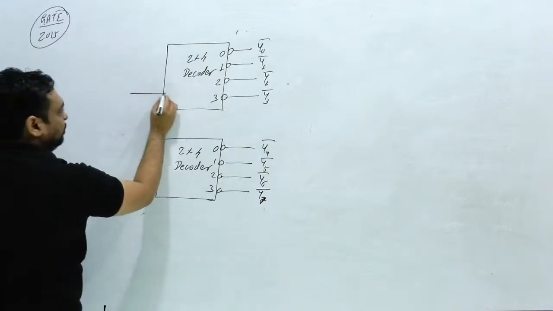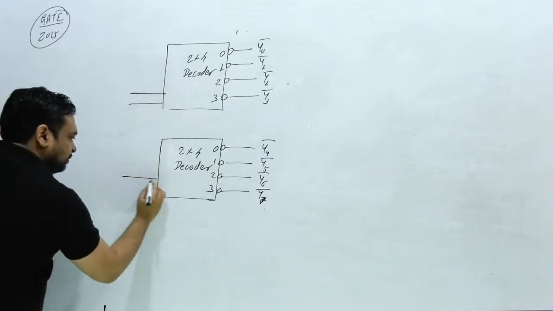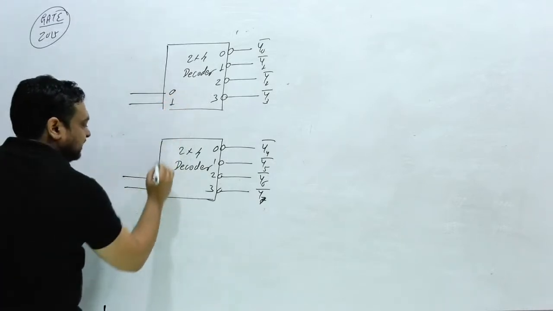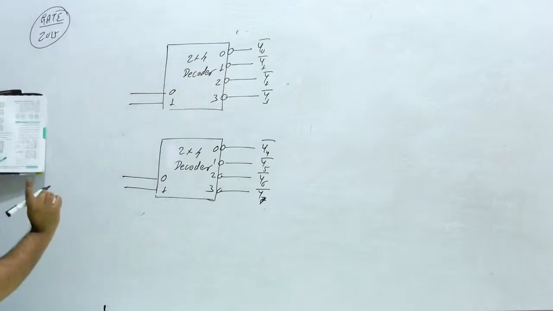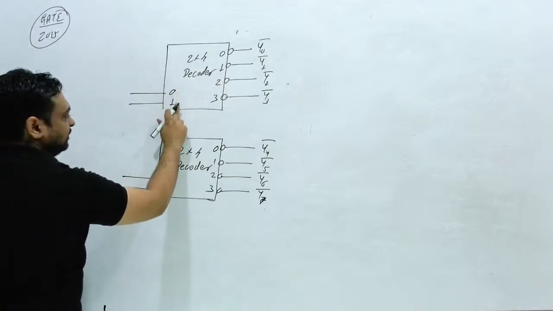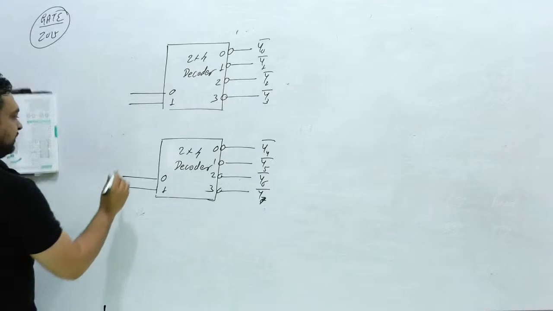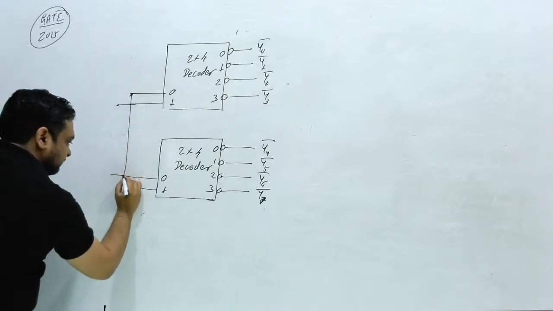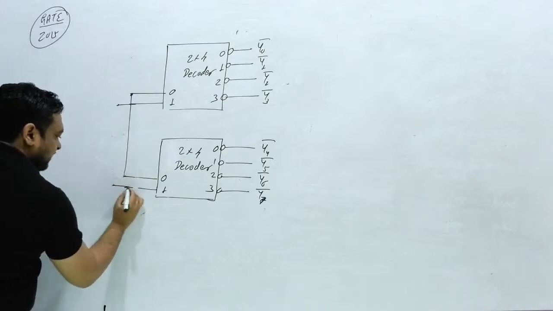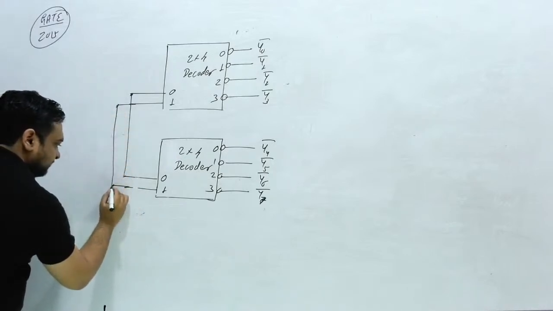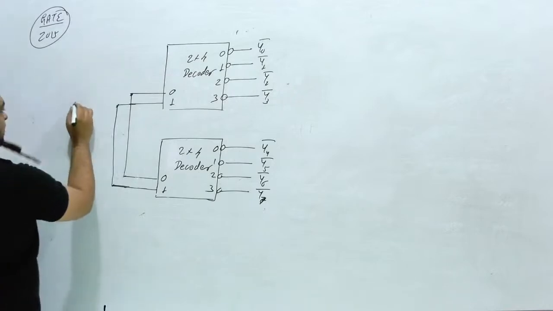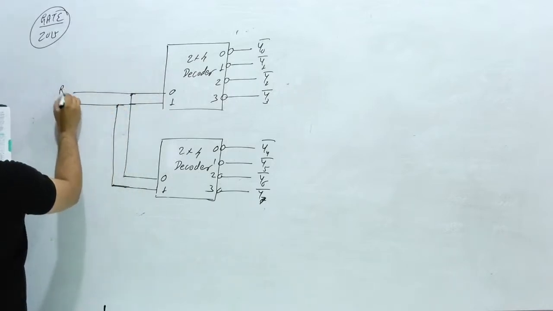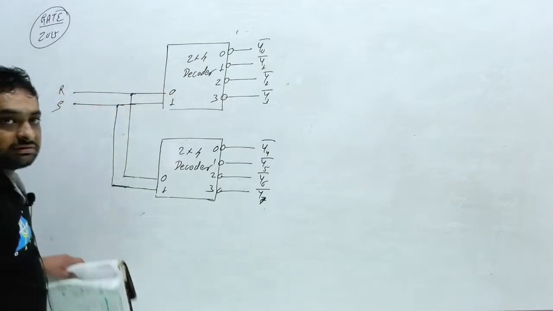Now here these two are the input. These two inputs they have provided. This is 0, this is 1, this is 0, this is 1. Please look carefully, this is 0, this is 1, this is 0 and this is 1. Okay, now both 0s are connected together and both 1s are connected together like this. And this 0 is connected to R and this 1 is connected to S. Clear this thing?